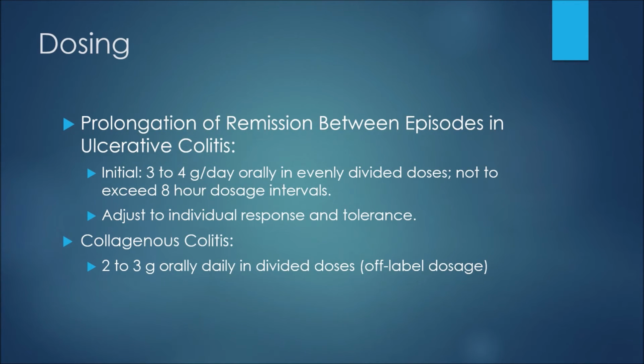Now for an example of dosing with sulfasalazine. In the treatment of ulcerative colitis, speaking about the prolongation of remission between episodes, we may see an initial dose of 3 to 4 grams per day, orally in evenly divided doses. And we would try not to exceed an 8-hour dosage interval. The dose would be adjusted based on individual response and tolerance.